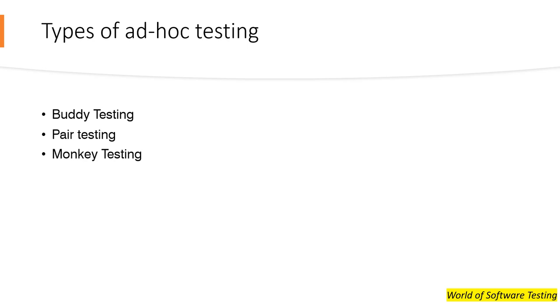So let's see some of the types of ad hoc testing here. There are three types: buddy testing, pair testing, and monkey testing. So the first one is buddy testing. So what is buddy testing?